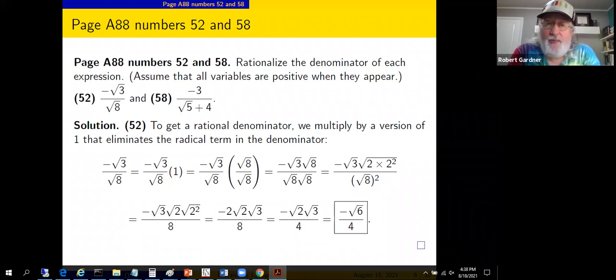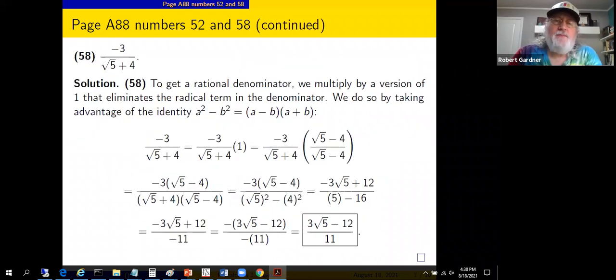Let's do another one. But this next one's trickier because of the addition. So deal with this. Rationalize the denominator. To get a rational denominator, we multiply by a version of 1. But that's all we can do. If you just square the denominator or something like that, you change the problem. That changes the whole expression. But we multiply by 1 in a way that eliminates the radical term in the denominator. We're trying to get rid of that square root of 5 in the denominator.